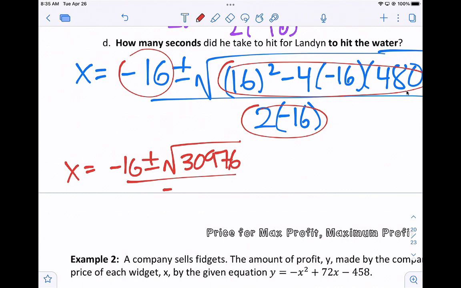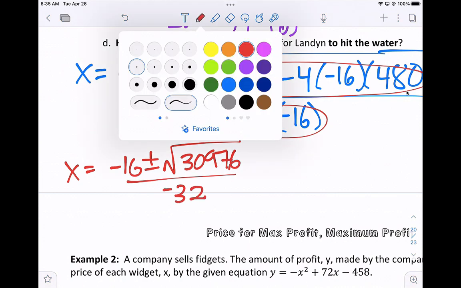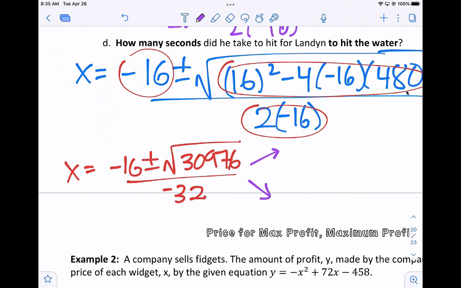And that's all over negative 32. Now you can type that into your calculator and get your two different answers. And so one answer, negative 16 plus the square root of that discriminant, divided by negative 32. So one answer is negative 5, and the other answer is 6.